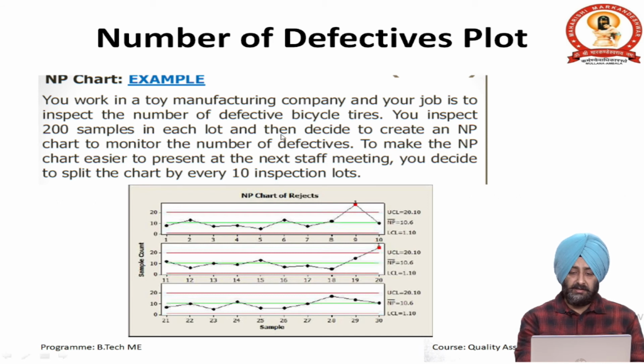As I have said, for every attribute chart, we have a huge sample size as compared to a variable chart. So in each lot, you decide to create an NP chart to monitor the number of defectives. Here you plot the number of defectives directly. Earlier you were plotting the proportion, or percentage, of defectives. So this is the main difference between the P and NP chart.